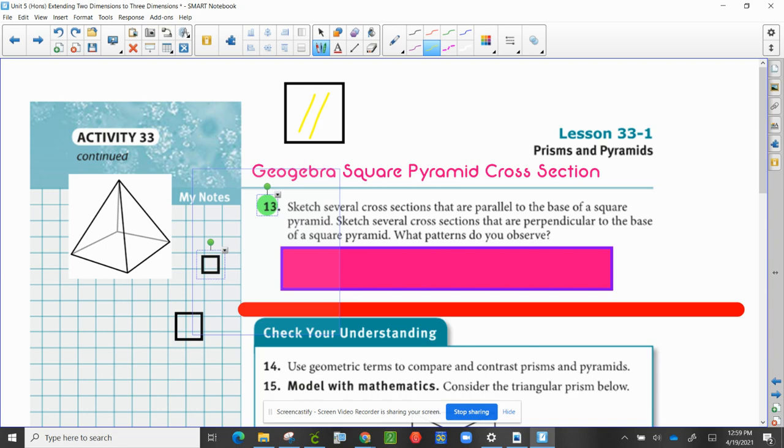Okay. So now they want you to draw several cross sections that would be perpendicular to the base. So think about if you had a cross section that went perpendicular to the base. So that means it's going to run up and down, because perpendicular would create a right angle with the base. What kind of figures would you get from that?